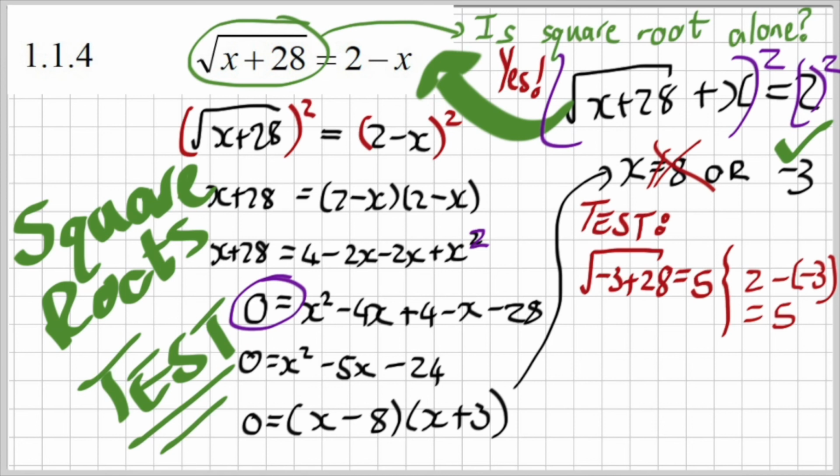So please remember this. With a square root, number 1, isolate. Number 2, after you've solved, then you have to test your answers. Test left, test right. Do they equal? Does your left equal your right? And I can guarantee you with almost 100% certainty, one of your answers will be not applicable.